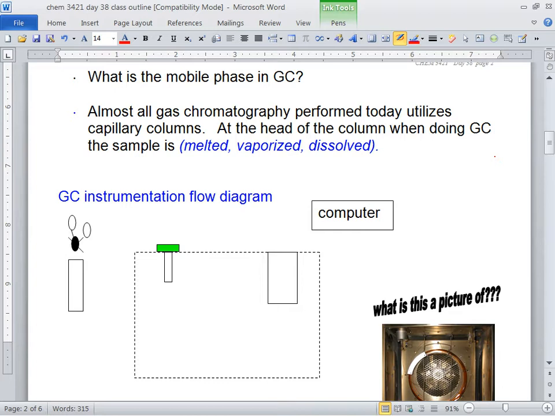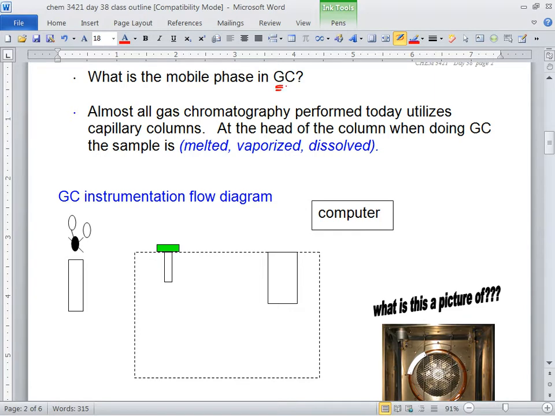What's the mobile phase in gas chromatography? Because in chromatography, you're supposed to have a stationary phase and a mobile phase. What's the mobile phase? Starts with the G. Gas. All right? The gas is pushing everything through. That's your mobile phase.